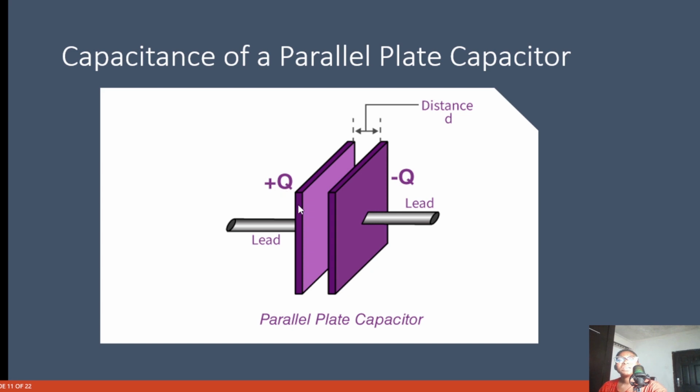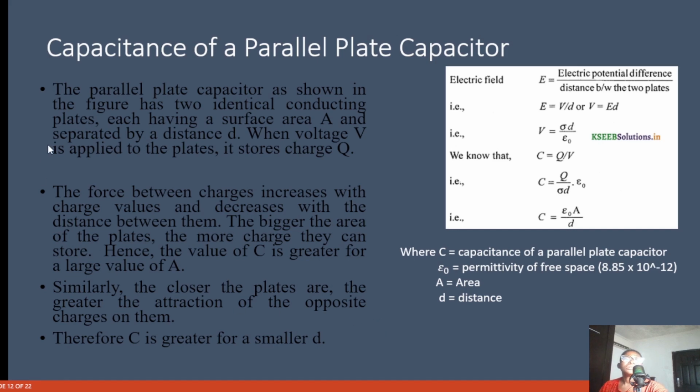And this is the capacitance of a parallel plate. You can see that this one is going to hold the positive charge, this one is the negative charge, and this is the distance, the dielectric, the separation. So this is the parallel plate capacitor. Now we are going to look at the capacitance of a parallel plate capacitor. The parallel plate capacitor, as shown in the figure, has two identical conducting plates. I'm sure we can remember, plate 1 and plate 2, each having a surface area A and separated by a distance D. Yes, there was a separation, and that separation is where the dielectric material is kept. When voltage V is applied to the plates, it stores charge Q.